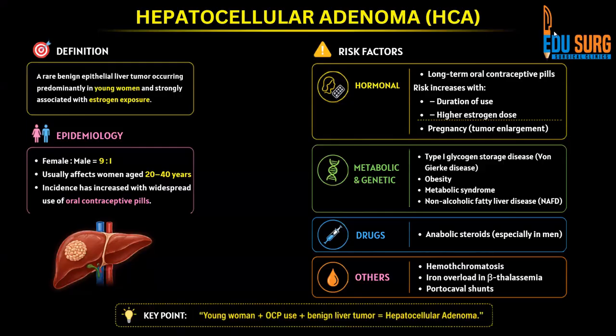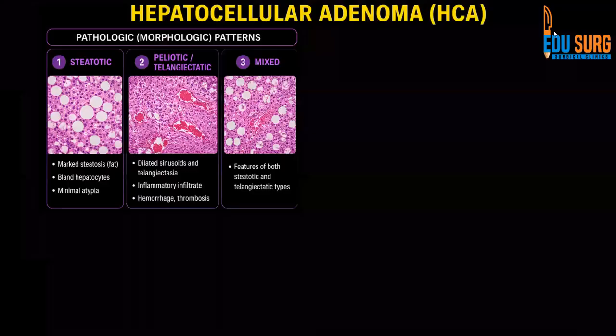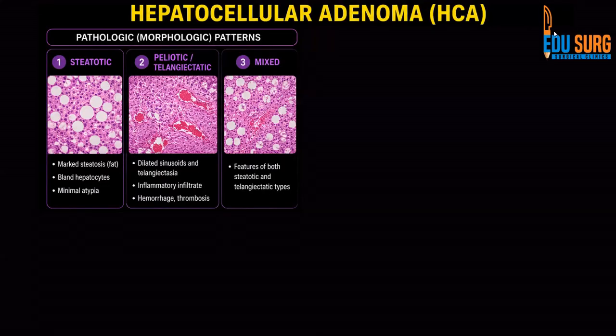Coming to the various patterns or types of liver cell adenoma, it can be a steatotic type, a telangiectatic or pleomorphic type, and a mixed type. Steatotic type, as the name suggests, there is marked steatosis with bland hepatocytes and minimal atypia. Dilated sinusoids and telangiectasia with inflammatory infiltrate with foci of hemorrhage and thrombosis is seen in the telangiectatic type, and mixed type is where you see features of both.